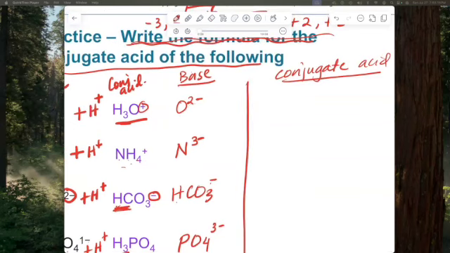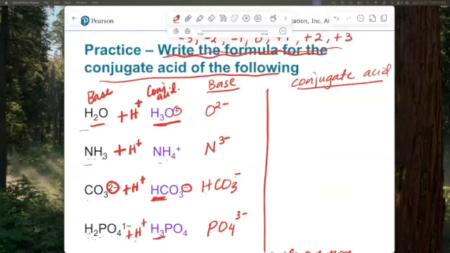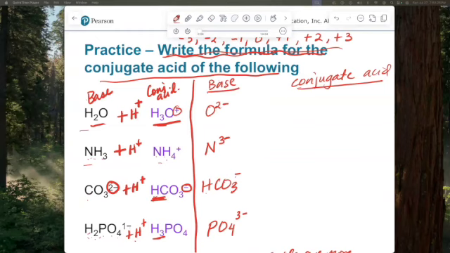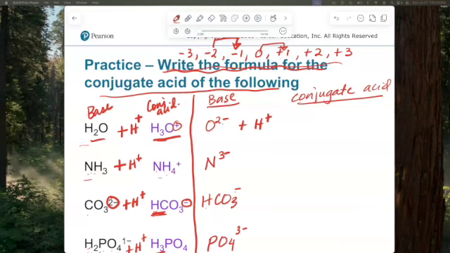In this one here, once again, we're starting with a base. We have to write the conjugate acid. Let me separate this part here. This is our own problem. So we're going to add an H plus. As far as the charge is concerned, we're going from -2 to -1 because it says here it's negative, because you're adding an H plus, so you're going to the right, more positive.